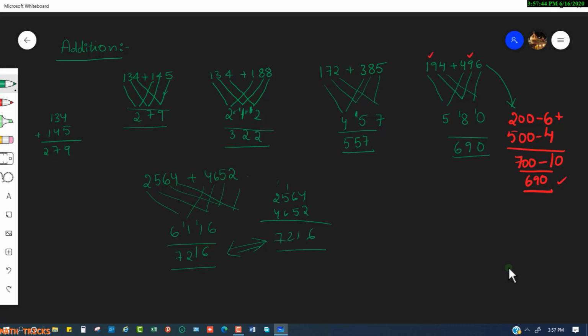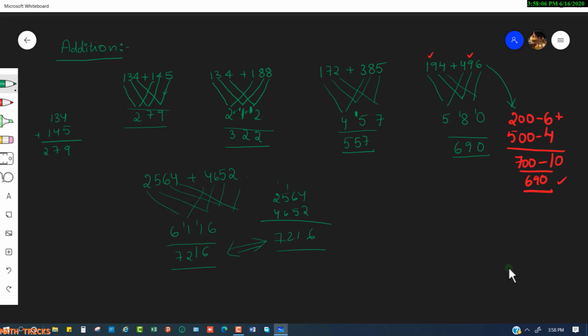Whenever you get a 2-digit number, you have to write one digit on the left-hand side as small, and one digit on the right-hand side in normal form, so that you can differentiate between what is carrying forward and what is not carrying forward. This is the trick for addition.